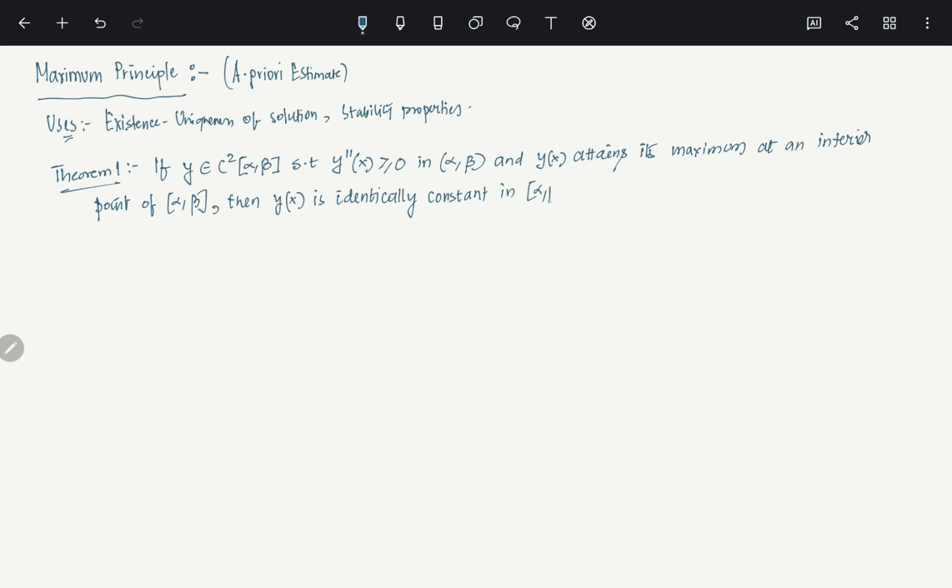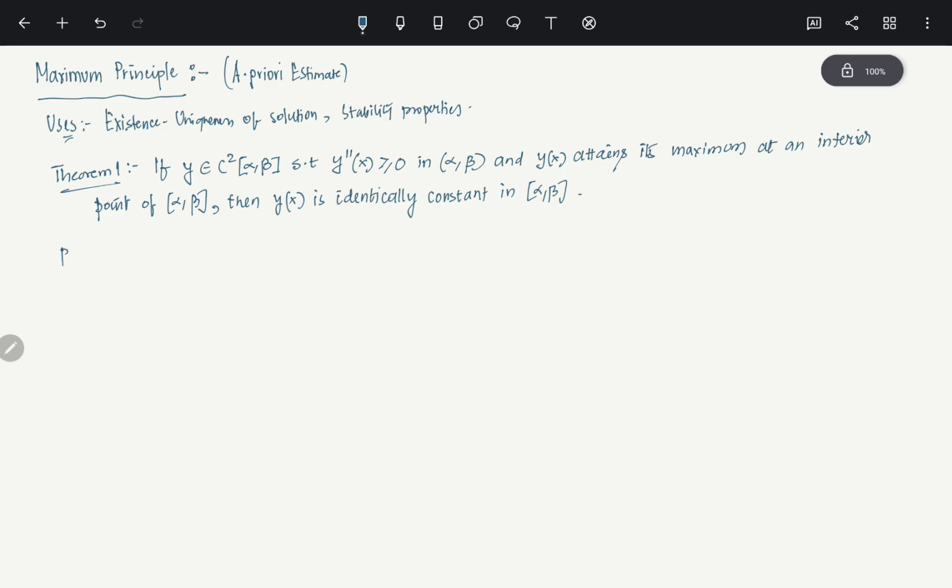Basically, for this theorem we are not working with any equation. We are just saying you take any function, and it doesn't matter what equation it solves. It's just some function y which is twice continuously differentiable and convex, so y''(x) is greater than or equal to 0. What it is saying is, if it attains a maxima at an interior point of (alpha, beta), then it has to be identically constant in (alpha, beta). There is no other way. Is this okay? Right. So let's look at the proof of this.